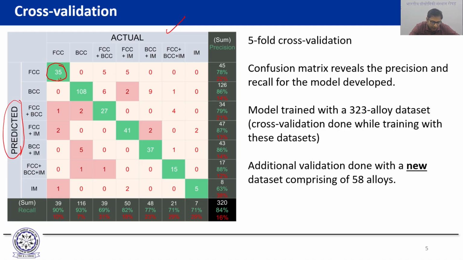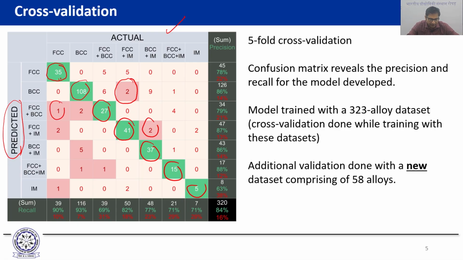So essentially what you are doing is you are simply noting down the number of cases where the predictions were actually perfect, and then you are also noting down the number of cases where the predictions were not really that great. So for instance, if I have a situation which says that the BCC is occurring just by itself 2 times, but in actuality what I am observing is a FCC plus intermetallic. So those type of things have to be noted.